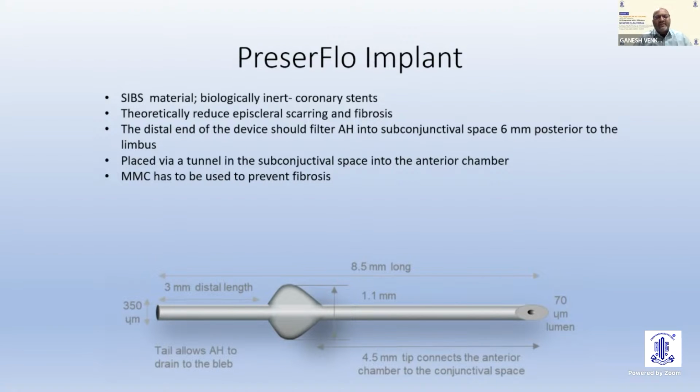And it's placed via a tunnel in the subconjunctival space into the anterior chamber. Mitomycin C has to be used to prevent fibrosis. So unlike conventional trabeculectomy, you don't have to lift a flap, but you can just place these devices into the anterior chamber and leave it on the surface and cover it with the conjunctiva.